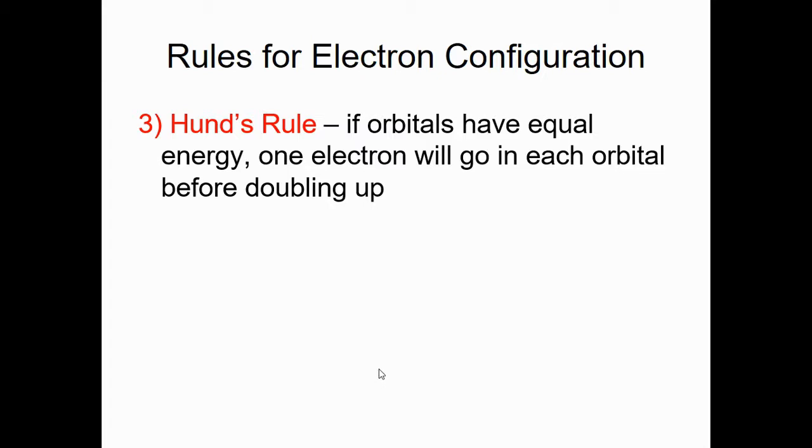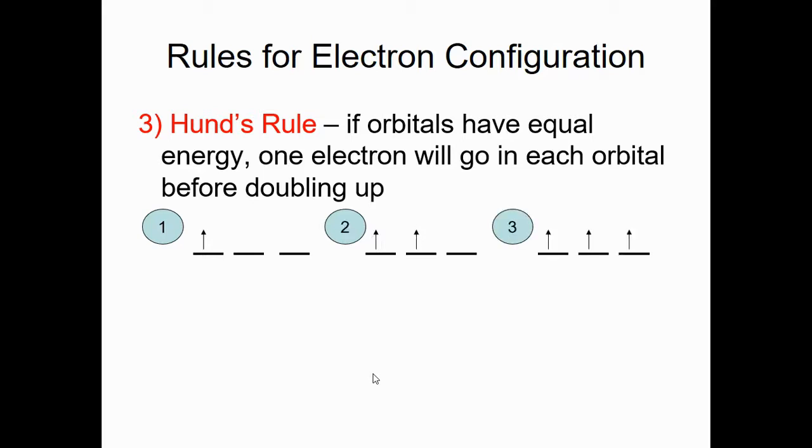Just like if you have a 3-bedroom apartment. If there are 3 roommates, you'll have one roommate per bedroom. But if you have 4 roommates, then you're going to start doubling up. But you won't double up before then. And that's what Hund's rule says. We're not going to double up until we have to.